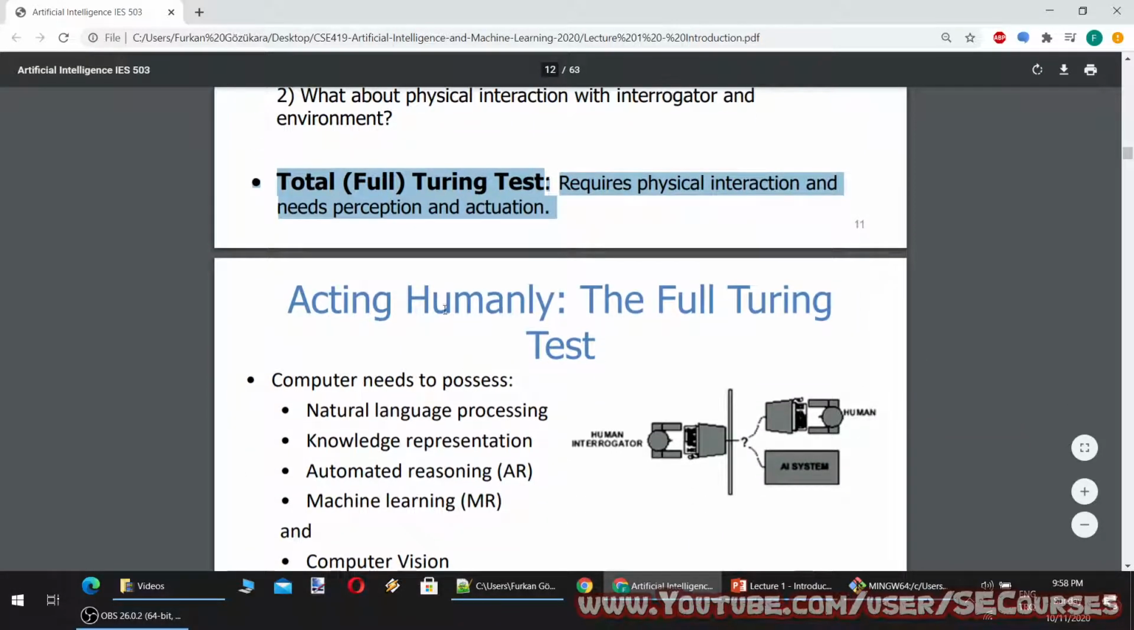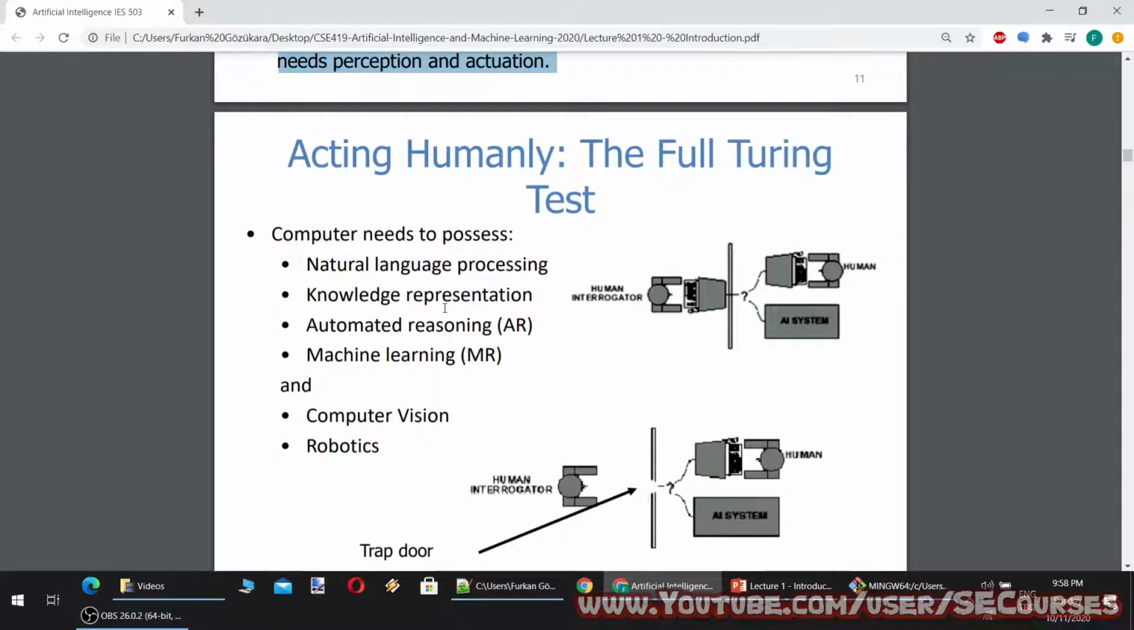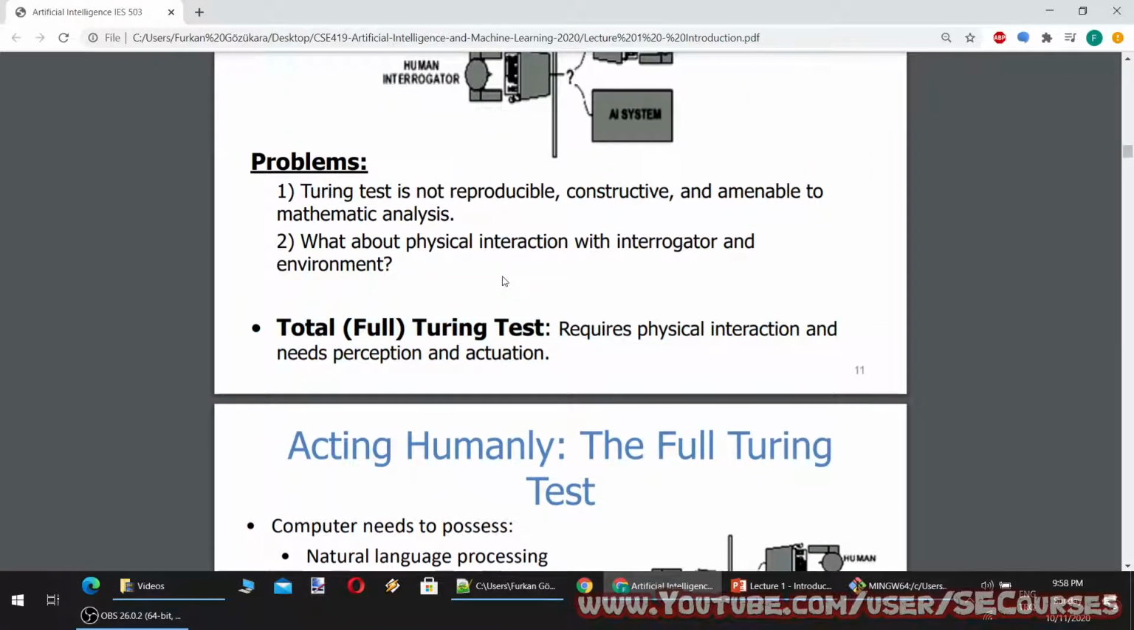The total, full Turing test requires physical interaction and needs perception and actuation. So what does this mean? Let's say there is a window where we can put objects. I have two pencils. I am putting two of my pencils there, and I am saying, on the other side, take my blue pencil and leave my red pencil.